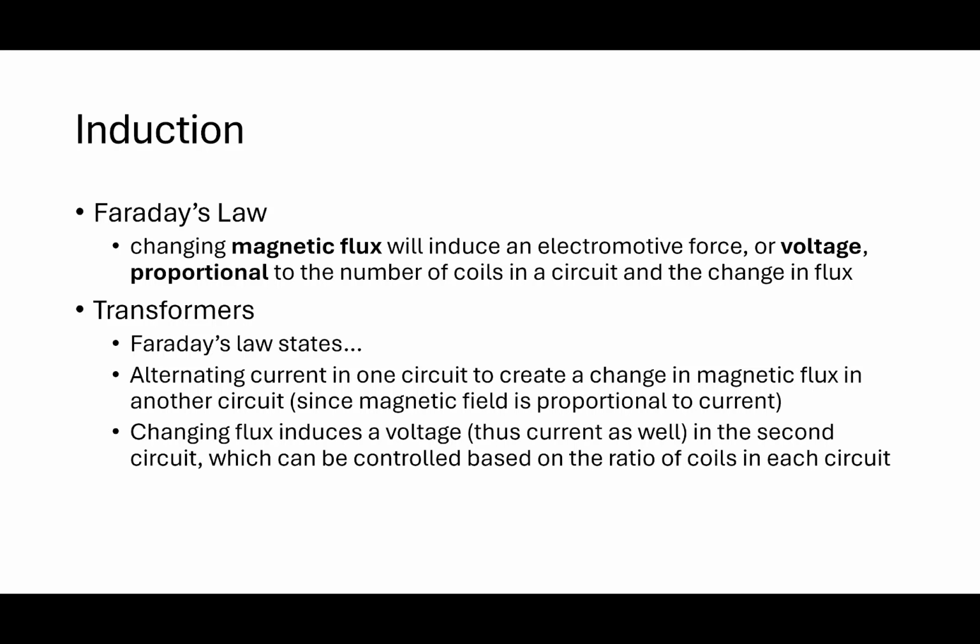This is also closely related to transformers, as this is how transformers work. Alternating current in one circuit. So they have, to draw a quick diagram, we have one circuit. So let's call that P. That's the primary circuit. Then we have another circuit, which we'll call S as the secondary circuit.